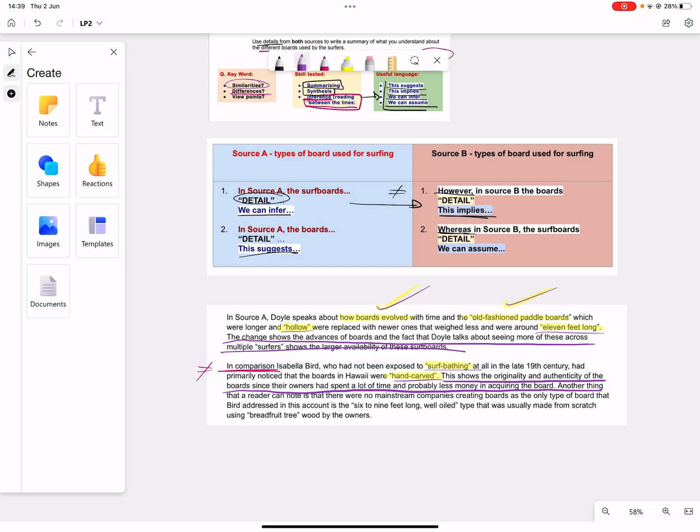I can't just do those two. I'd want to do at least 2 points. One, just like here. One A-B comparison and a second A-B comparison with enough detail in my inference to show that I'm worth 7 to 8 marks. All right, I'll be back shortly with stuff on question 4.